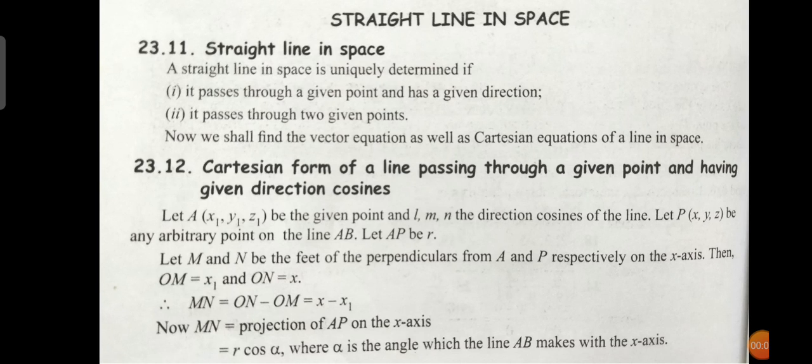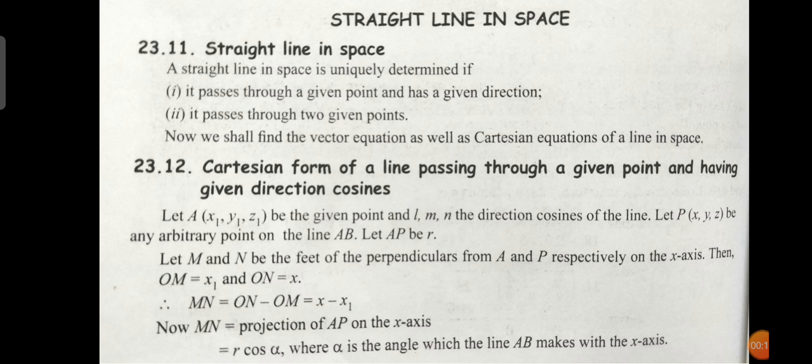Okay, this is the next section of our chapter, three-dimensional geometry. The line, a straight line in space. So you have to know what a straight line is. A straight line in space is uniquely determined if it passes through a given point in a given direction.